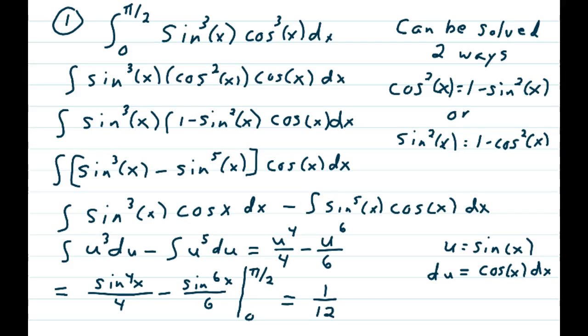And finishing out, we're going to let u equal sine of x, du is equal to cosine of x dx, and we get the integral of u cubed du minus u to the 5th du, and we integrate with the power rule, u to the 4th over 4 minus u to the 6th over 6, back sub to get sine to the 4th power of x over 4 minus sine to the 6th power of x over 6, plug in our 0 and pi over 2, get an answer of 1/12.